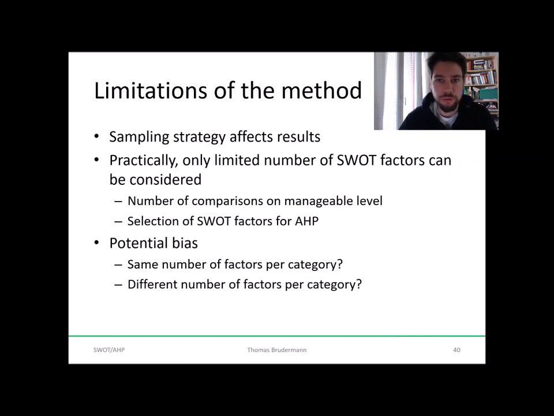Then one potential bias could also be your decision whether you have the same number of factors per category or different numbers of factors per category. If you have five strengths and two weaknesses, that might also invite your sample to see the strengths as much more important overall. On the other hand, the global factor priority of the weaknesses might be higher in your overall analysis. So if you have two weaknesses and one maybe has a value of 90%, this already might lead to a rather high global factor priority, even if weaknesses are not considered to be so important in the SWOT factor comparisons. So this is maybe a mathematical problem. My personal opinion is that it is better to have similar or same numbers of factors per category.